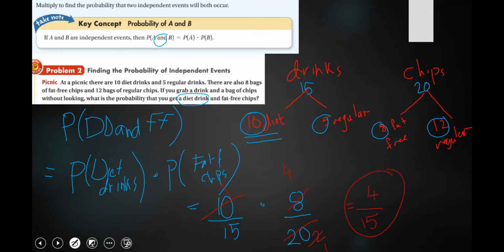Now, is the answer greater or less than 1? Less than 1. So that means this is correct. Teacher, all the probabilities should be less than 1, right? Yes, the probability must, not should, must be less than 1, or at maximum, sorry, equal to 1.